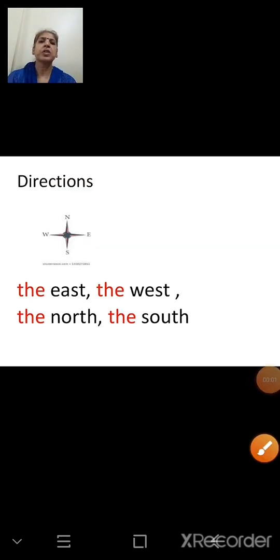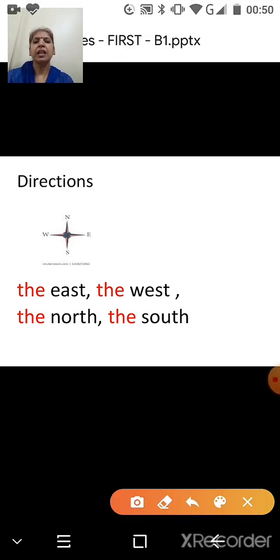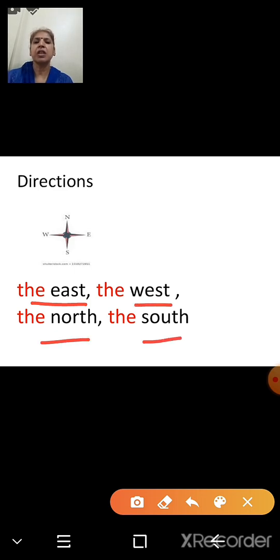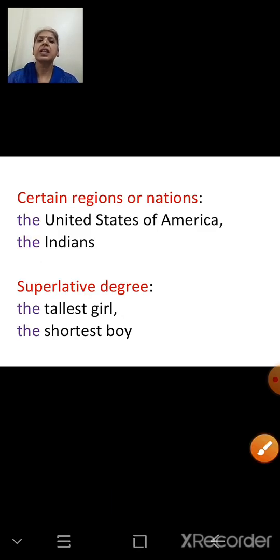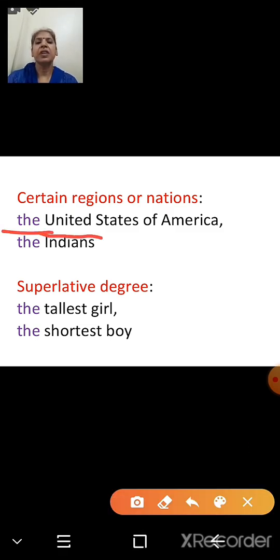The is also used with the names of directions. You know there are 4 main directions. Which are they? That is east, west, north, south. So what do we say? The east, the west, the north, the south. So with the names of the directions, we use the east, the west, the north, the south. Even certain regions or nations. If we say the United States of America, we use the article the: the USA, that is the United States of America. Even the Indians, the Japanese.